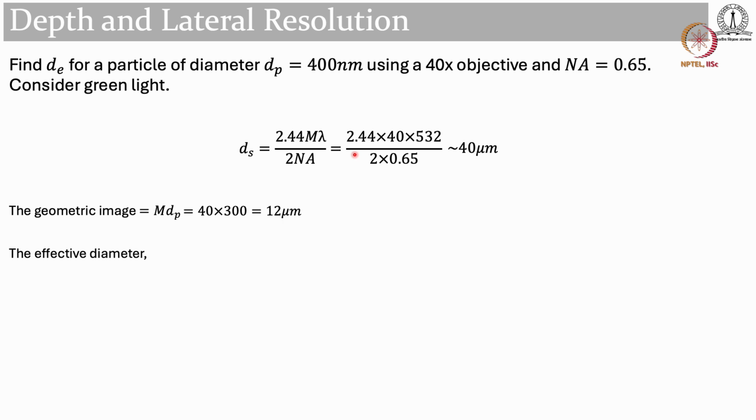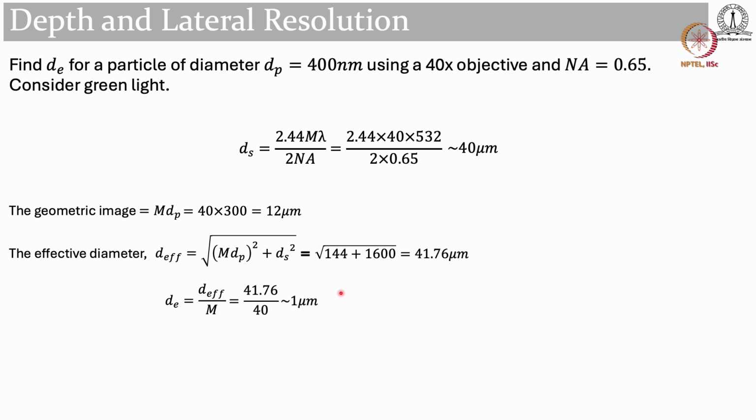If we start finding the effective diameter using the formulas we talked about previously, we'll get the value of D effective as 41.76. It can be made more accurate, but just for understanding I have written this value, and you can see that ds dominates here compared to the geometric image. You can change this domination by changing the numerical aperture and other things as we discussed previously. So finally the value of D effective will be 41.76 divided by the magnification factor, that is around 1 micron.